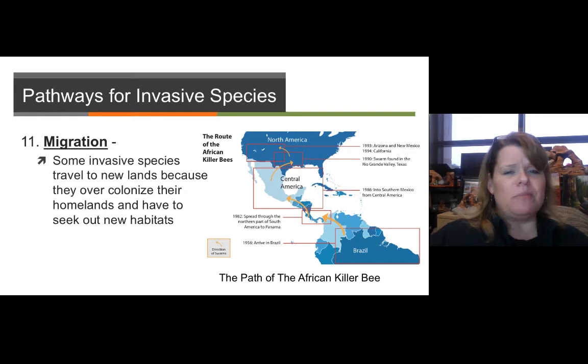Another pathway is migration. Some invasive species travel to new lands because, over colonization, they've overtaken one area and they have to seek out new habitats, so they go in search of that. African killer bees, so Africanized bees, are an example of that. They came from South America, worked their way through Central America, and in through North America. So you can look at the timeline there for when it started, when they arrived in Brazil and worked their way up into North America. And while it took a few decades to do, Africanized bees are real, and they exist even in this area.